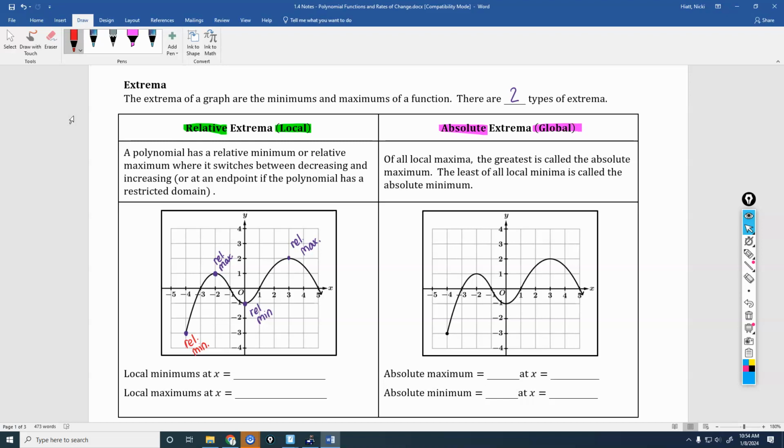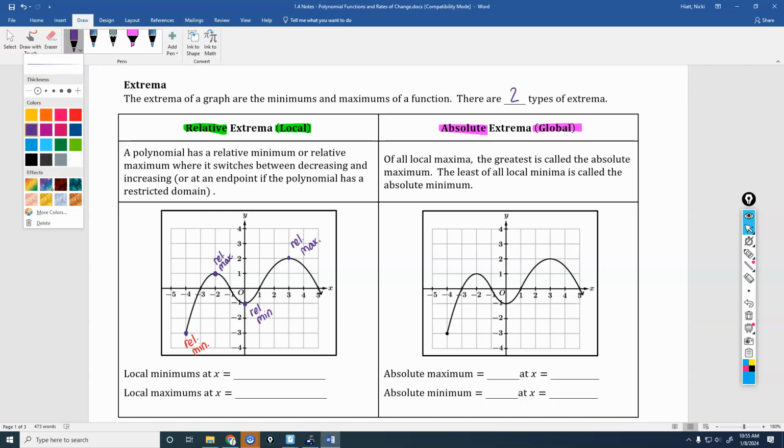Now, you might be thinking, I'm not so sure about that, Ms. Hyatt. Are some of those not absolute? Well, really, I guess with this definition, all absolute could also be relative. Because our definition here is telling us that we're switching from increasing to decreasing. So it is definitely true that at x equals 3, we are switching from increasing to decreasing. So that is a relative maximum. It is also an absolute maximum. It is both at that point. But this only asks us about relative maximum.